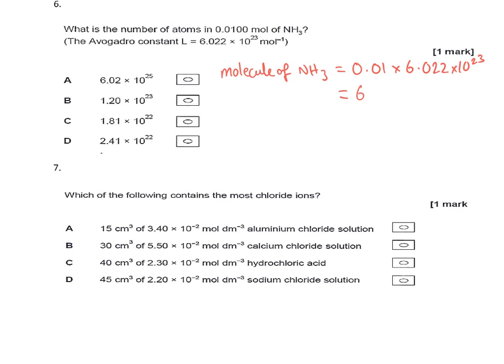And that gives me 6.022 times 10 to the 21. However, the question says how many atoms have we got? Well, here we've got 4 atoms. So if we've got that amount of molecules, we have got 4 times as many atoms, which is 2.41 times 10 to the 22, which is answer D.